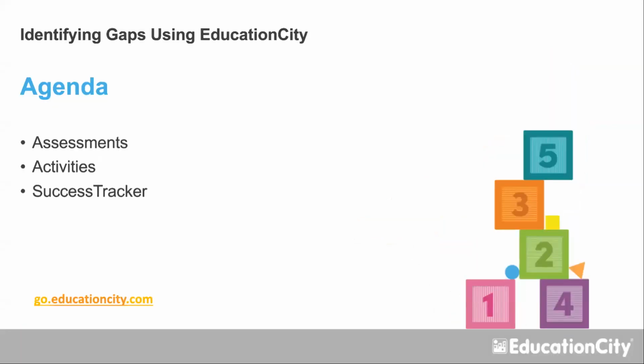So what we're going to be looking at are the assessments that EducationCity has to offer, where you can find those. Also the activities. I don't know if you know this already, but the assessments and activities on EducationCity are marked for you. So both of those are really useful in helping to identify gaps in learning. And then heading over to the success tracker, where you'll be able to view results from any assessments or activities students have done and compile that data for reporting purposes. So I think that is just about everything.